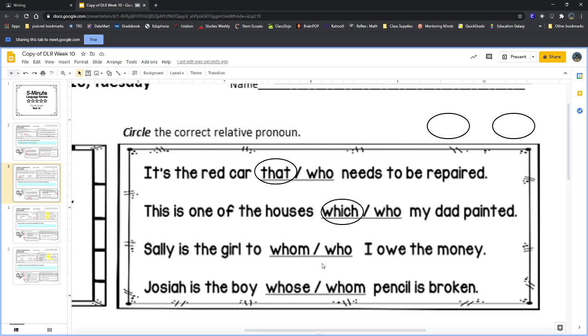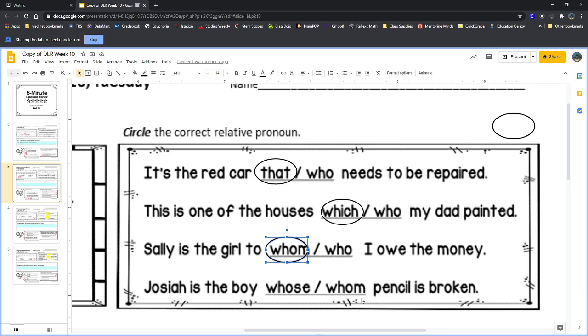Sally is the girl to blank I owe the money. Sally is the girl to blank I owe the money. Alexa, what do you think? In this one, we would use whom. Whom and who are something that can be kind of confusing to tell which one to use.